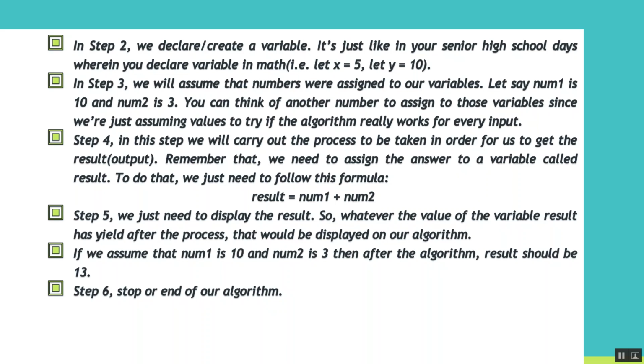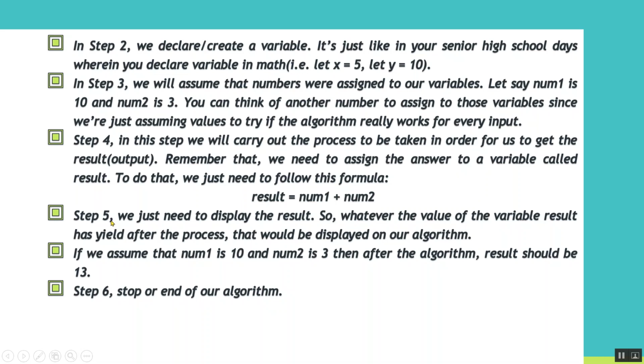Okay, next, step 4. In this step, we will carry out the process to be taken in order for us to get the value or the result or the output. So remember that we need to assign the answer to a variable called result. And to do that, we just need to follow this formula. So result is equals to num1 plus num2. And we all know that num1 is 10 plus num2, which is 3. So 10 plus 3 is equals to 13, and it will be assigned to our result.